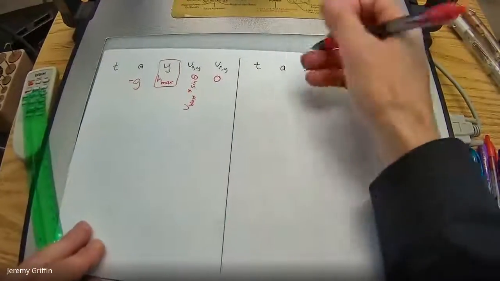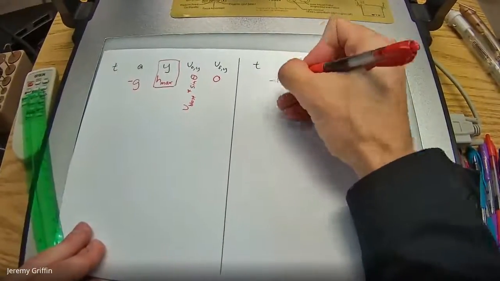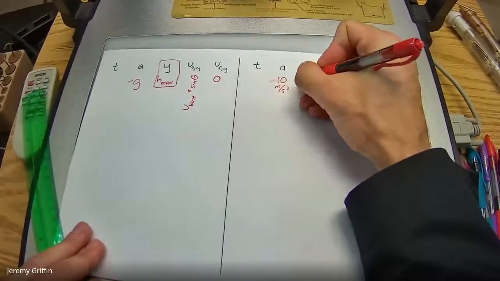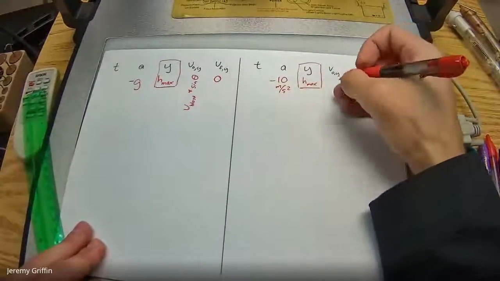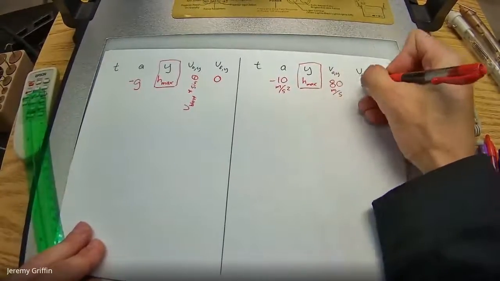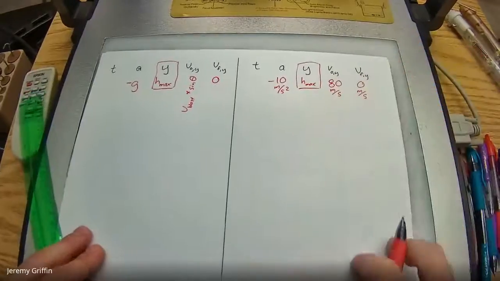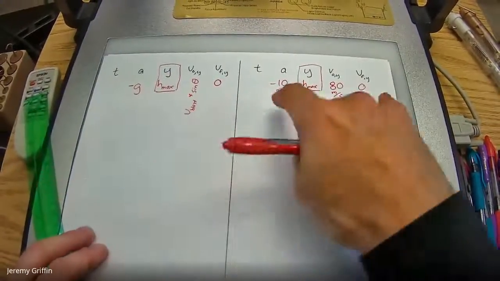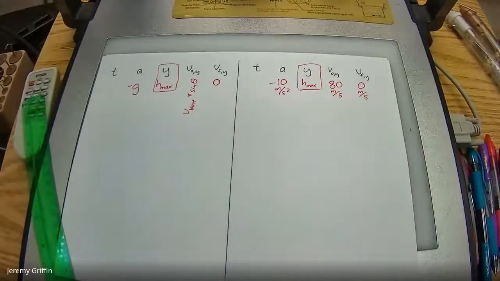Now we do have some numbers with this. I'll call this negative 10 meters per second squared. Now this is still unknown, H max. V naught Y, you guys remember it came out to be 80 meters per second, and this of course would be 0 meters per second. So I'm going to have the general situation in terms of any variables, and then with the numbers that we got.